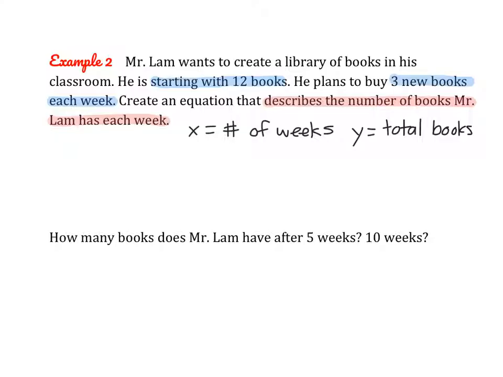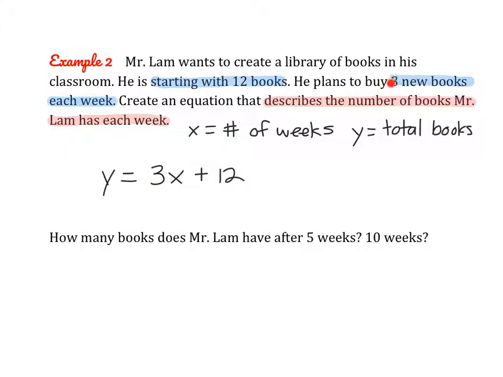Now we need to make an equation. So we're going to do Y equals. So here I can see that the number of books is changing by 3 each week. So we can take 3 and multiply it by the number of weeks he's been adding to his library, which is 3x. Now, this does not represent the total number of books he has because he started with some. So we have to add that starting 12 onto the end. So remember, the constant is always going to go right here. So the constant is our starting point, which is 12.